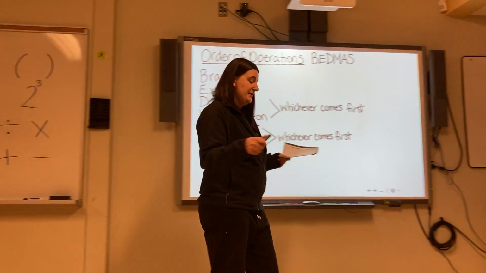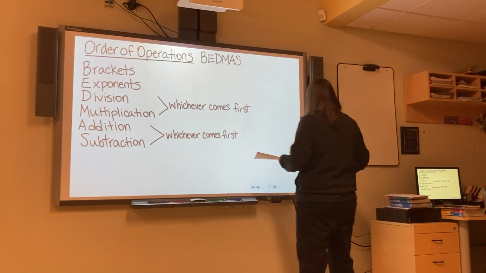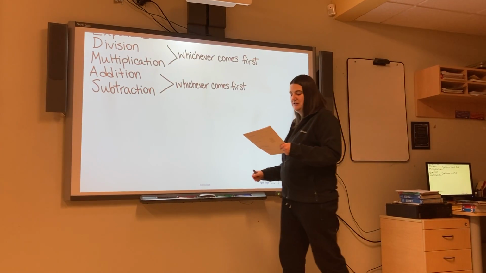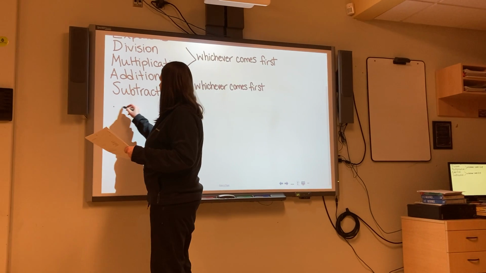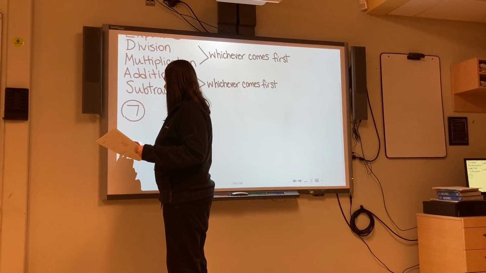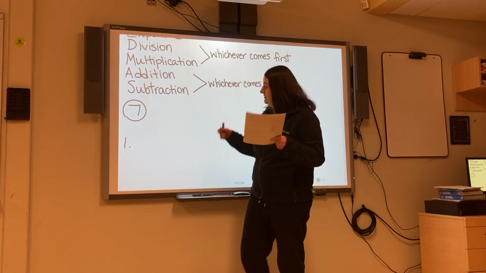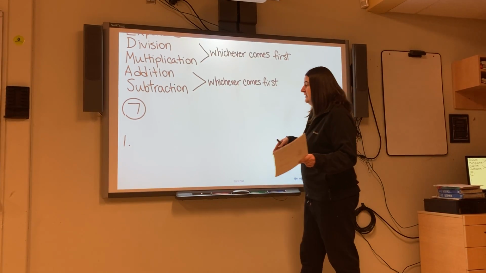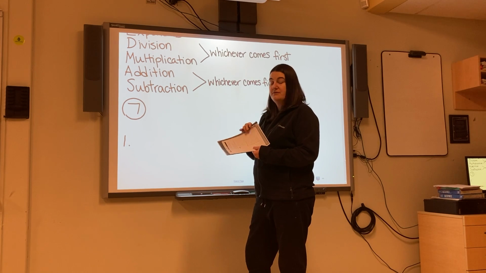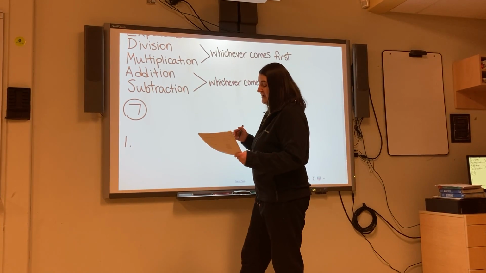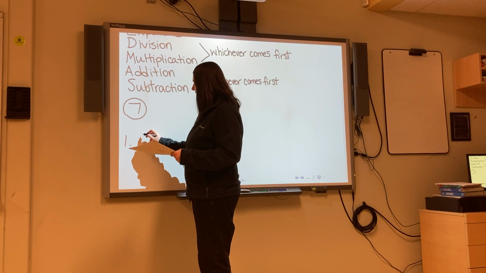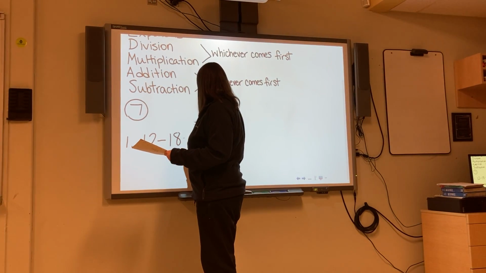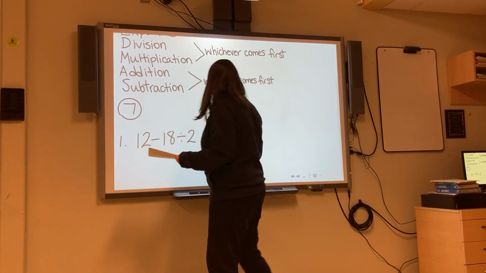So let's do some examples. Take a look on page 7 of your homework package, and we'll do question number 1. So this is page 7, number 1. Now remember, there's a really specific way that you want to do these and how you do it in your notebook, because you are not going to have enough room on your homework package to answer these. You need more space. So I've got 12 minus 18 divided by 2.